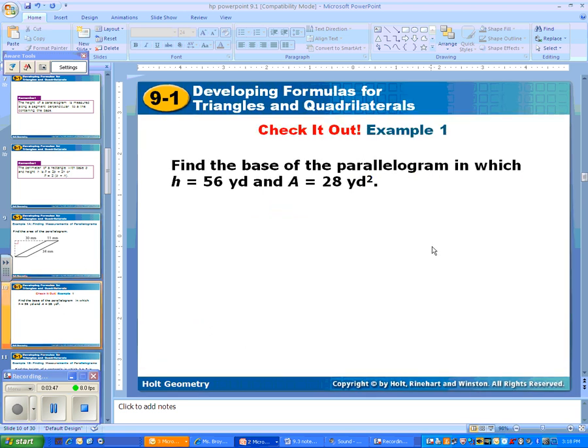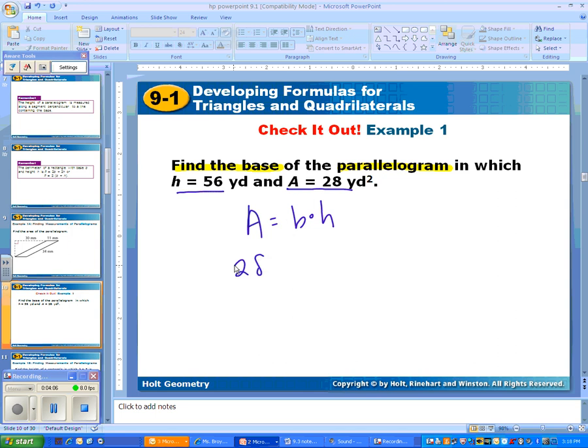Another type of question I'm going to give you is I'm going to tell you what the area is, and you're going to work backwards to try to find the missing dimension. So in this case, I want you to find the base, and I'm telling you it's a parallelogram. Since it's a parallelogram, you're going to use the fact that its area equals base times height, and you're going to plug in what you know.